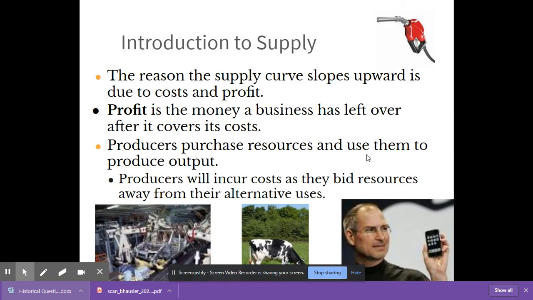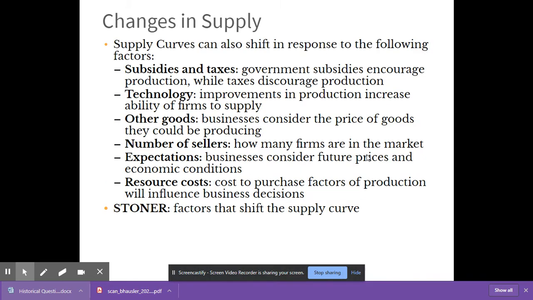The overarching principle here is the idea of profit, which is the money a business has left over after it covers its costs. And businesses are constantly thinking about profit. And that's what's going to make sure that supply curve shifts left or right, is because they're emphasizing the need of profit here. And yes, we do use the acronym STONER for determinants of supply.